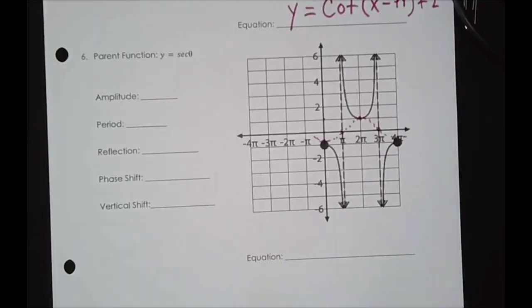So I'm using those key points. Those asymptotes are kind of key points as well. That also shows me where that midline is. It didn't move up and down, right? So there's no plus or minus at the end of this equation when we get to that point.